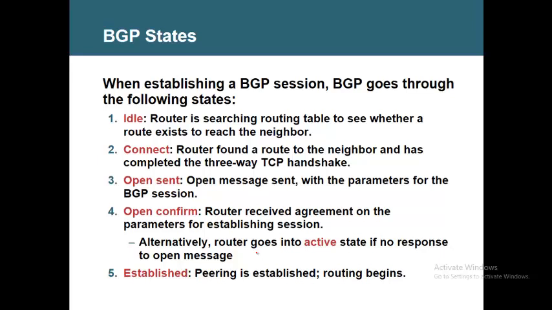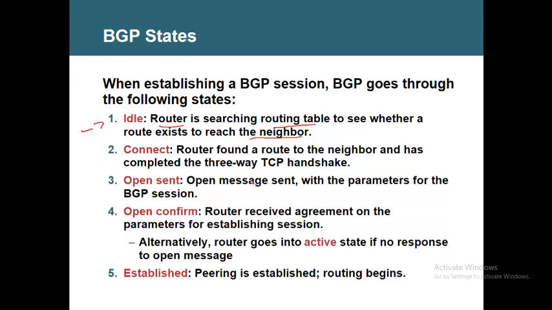This is BGP states. While forming a neighbor, the neighborship becomes established only after the 5 states. Like we learned in OSPF, you remember the init state, two-way state, exstart state, exchange state, loading state, full state, down state. You remember that, right? Likewise, in BGP you have the idle state. What does that mean? The router is looking into the routing table to see where the neighbor is located.